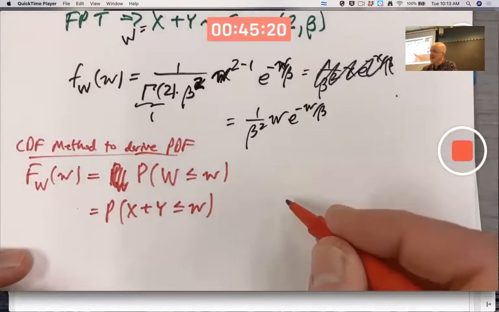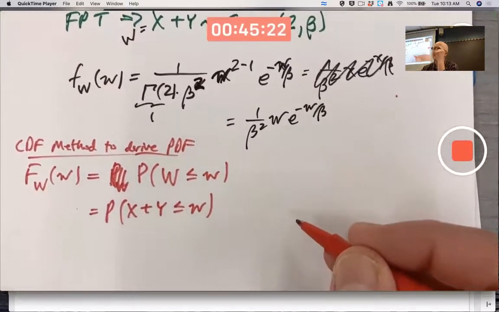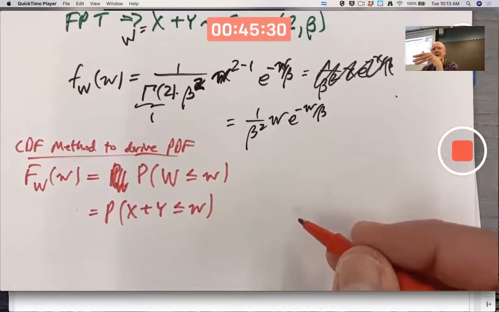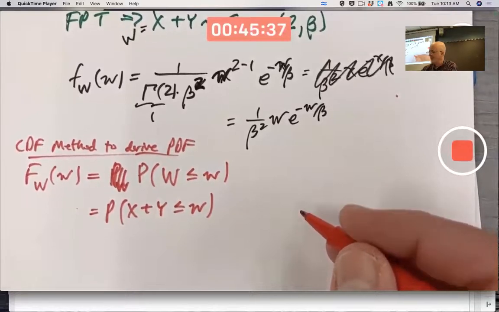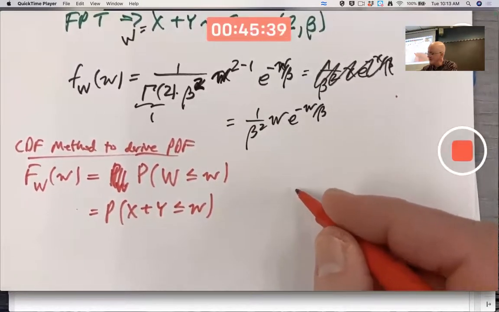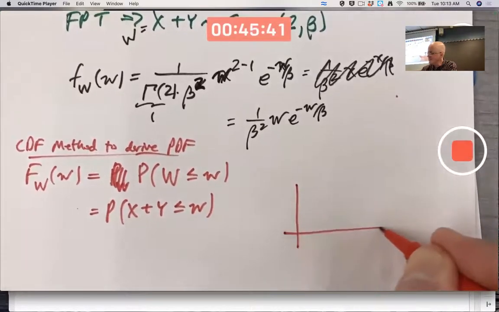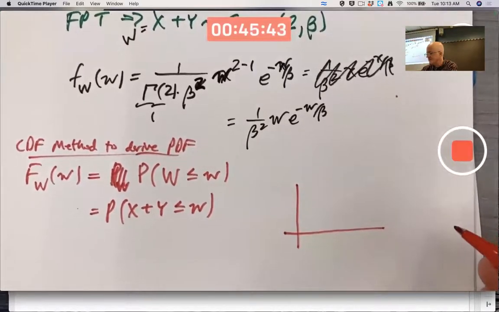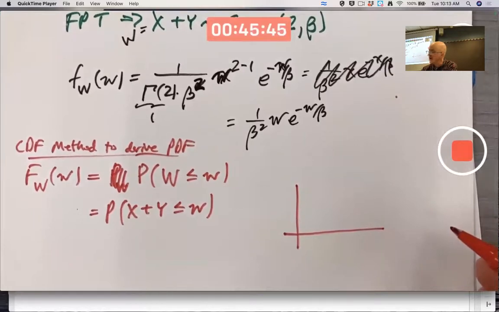And we can't just think in terms of shaded areas anymore, because with uniforms, the PDF is constant. So probabilities can be found by finding areas. With exponentials, the PDFs are not constant. But it's still going to be useful to think about areas, or at least shading regions. Draw a plane.